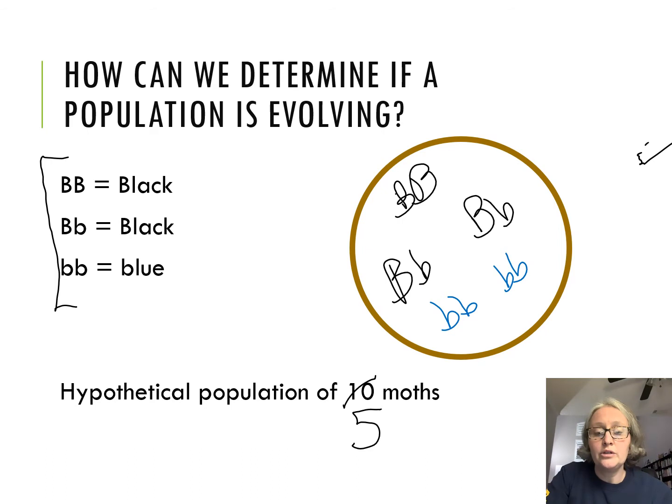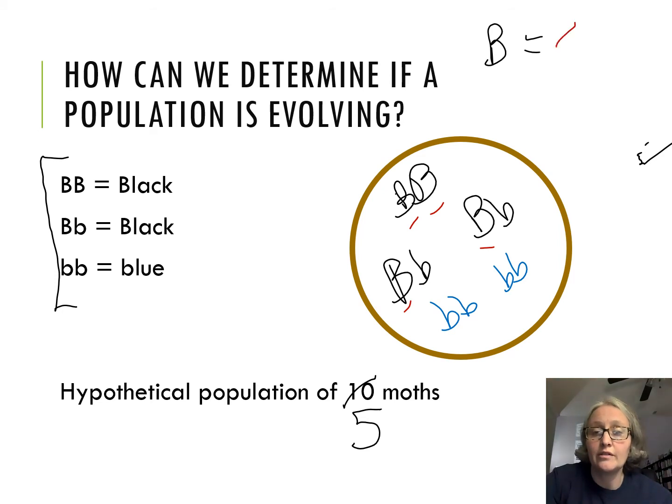population. What we can do in this population is we can count up the alleles. Again, the alleles are those specific versions of the gene. In this case, we're representing it with a big letter B or a lowercase letter b. So if I count up all of the big B's that I have, it turns out that I have 1, 2, 3, 4 big B's.